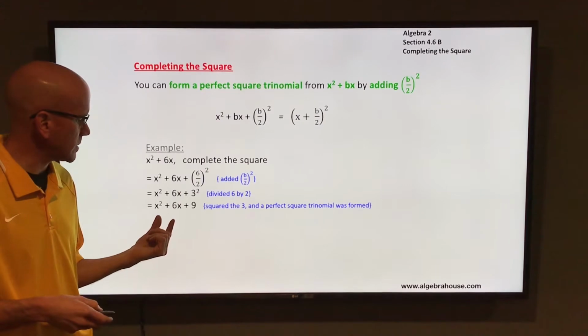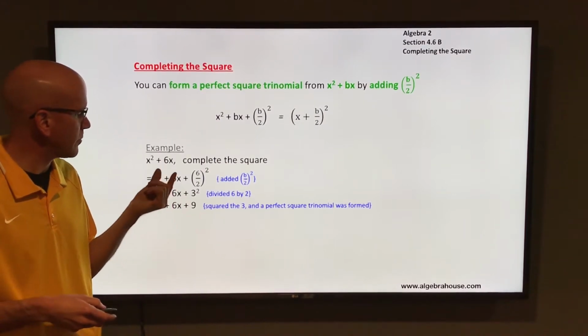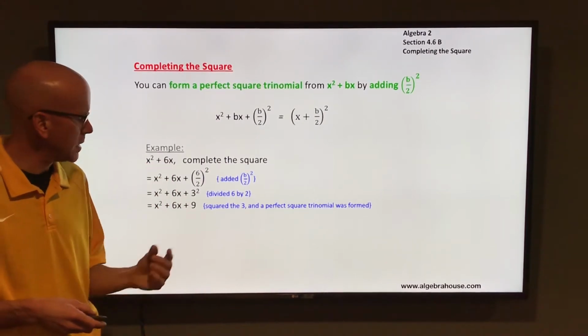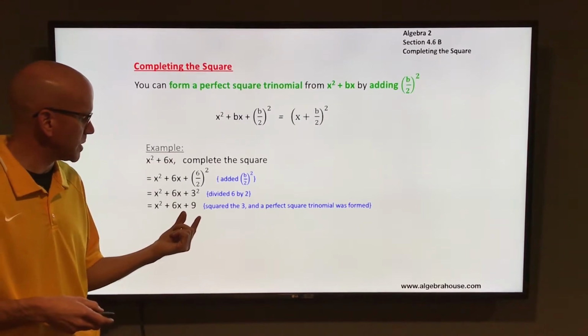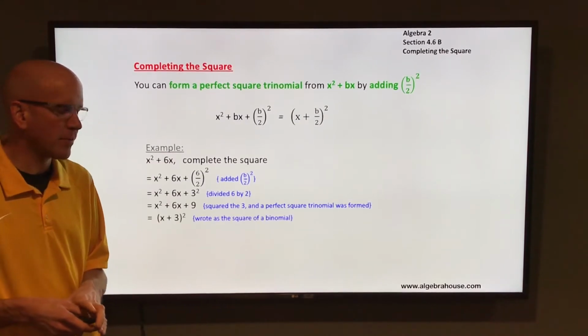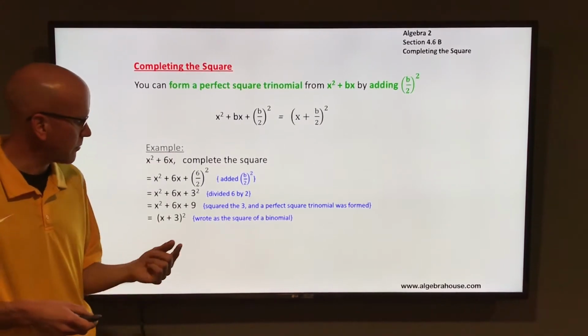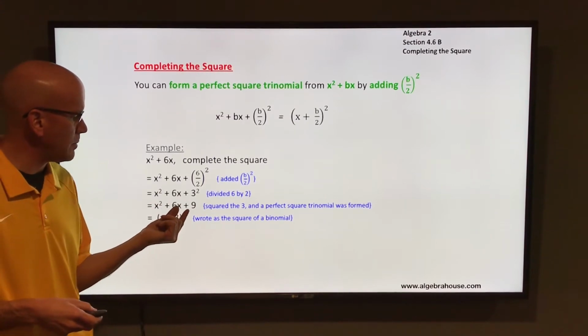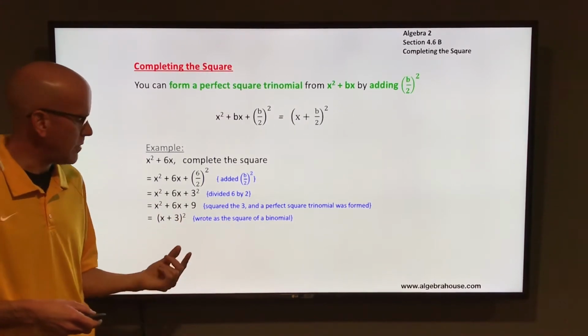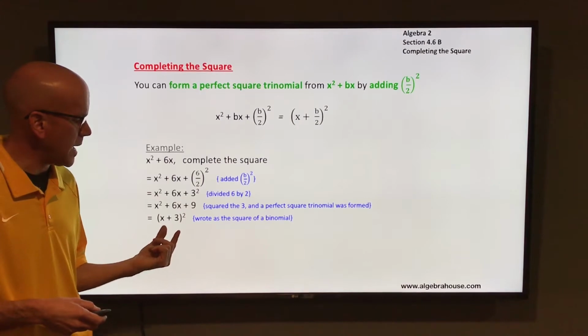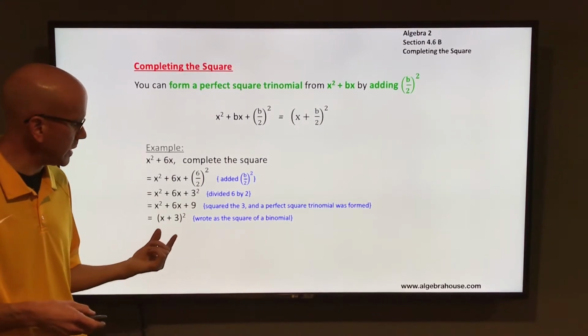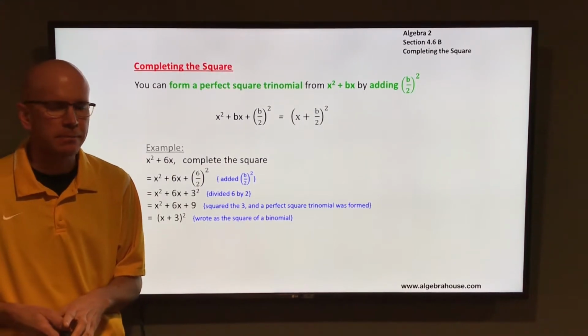So it turns into x squared plus 6x plus 9. So we went from x squared plus 6x to x squared plus 6x plus 9. That is now a perfect square trinomial. That's in the form of a squared plus 2ab plus b squared, and that factors into the form (a plus b) squared, or in this case, (x plus 3) squared.